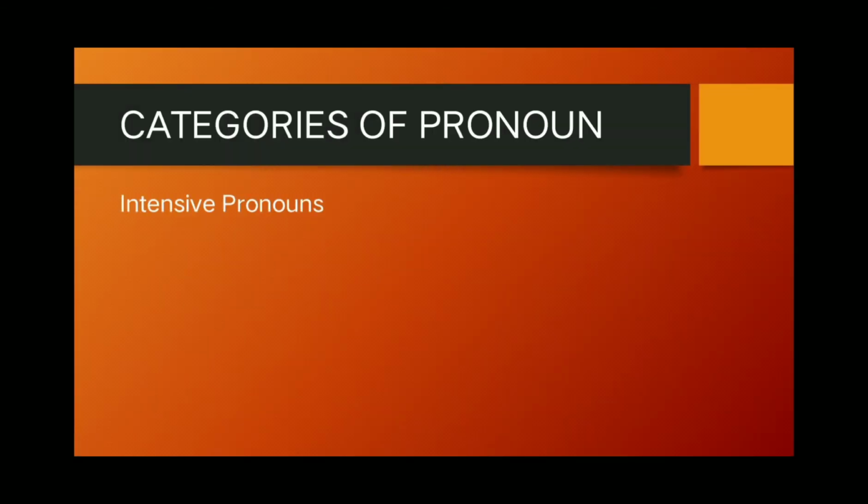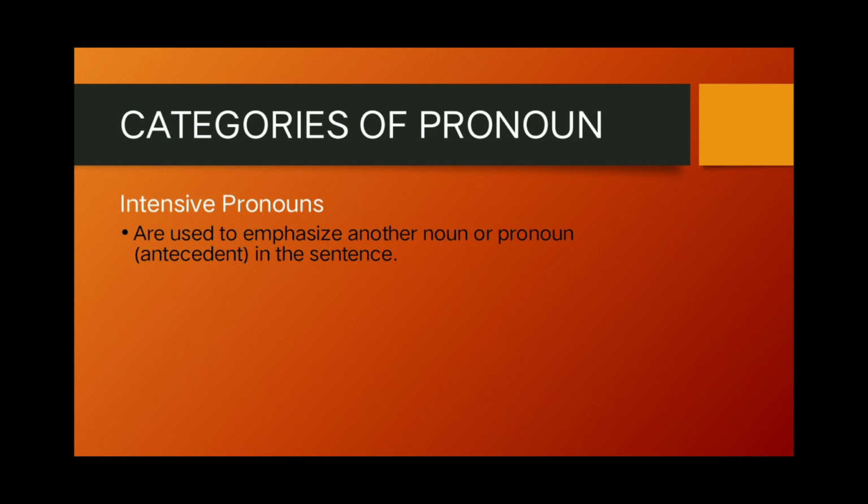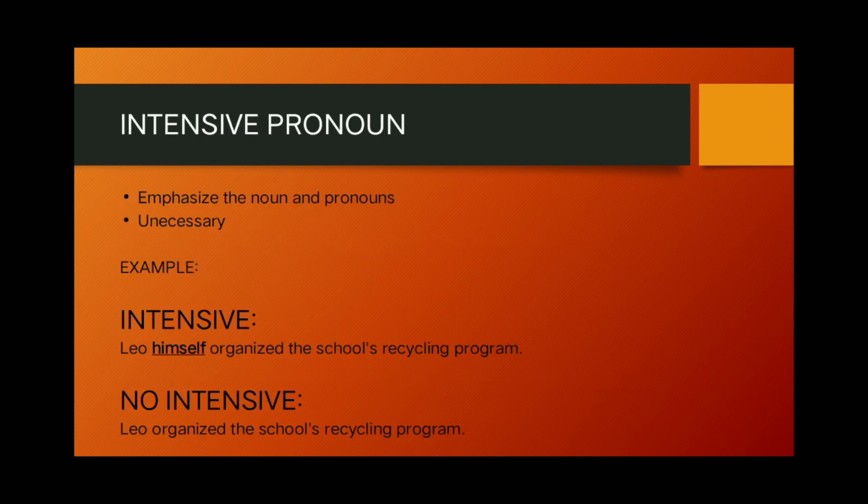The next is intensive pronoun. Intensive pronouns are used to emphasize another noun or pronoun or antecedent in the sentence. For example, Leo himself organized the school's recycling program. The pronoun himself is used to emphasize Leo, who is the antecedent of the sentence. Take note that intensive pronouns are only used to emphasize nouns and pronouns, and this is unnecessary to the sentence. So it means it's not an important part of the sentence.